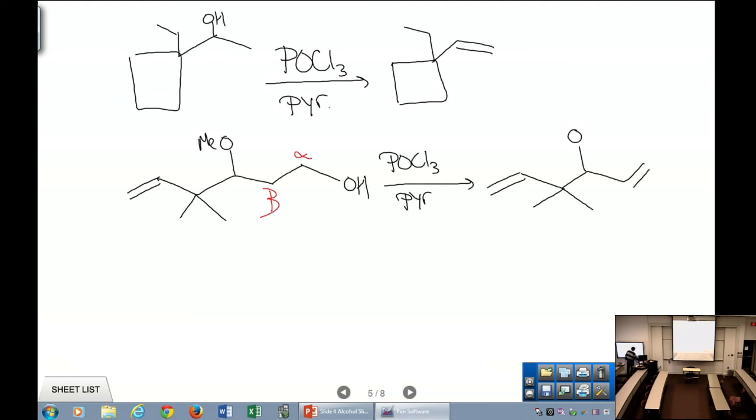Oops, might help if I actually drew the product. Oh no, I was right. So you're going to put in your double bond, but you're not going to react with anything else in the molecule.